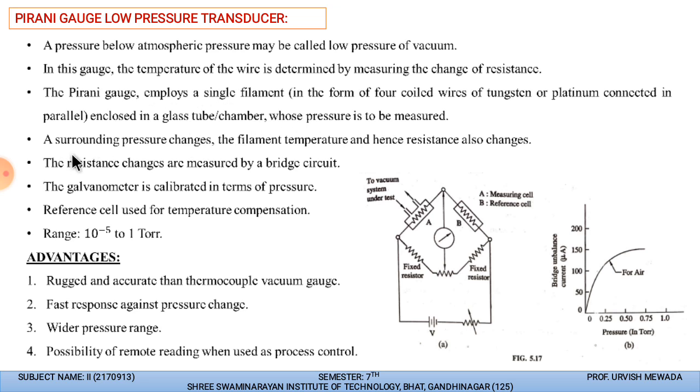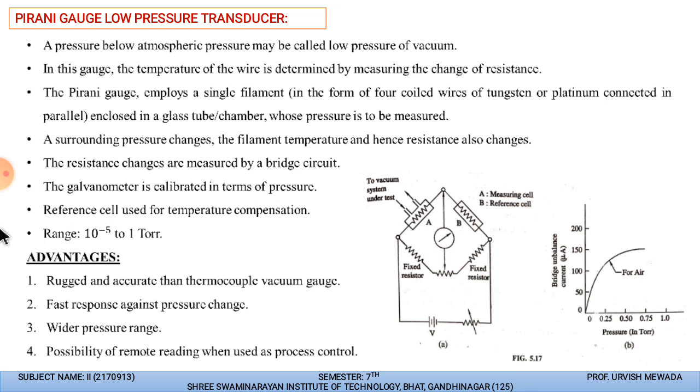A surrounding pressure change changes the filament temperature, and hence the resistance also changes. So whenever the pressure changes, the filament temperature will change, due to expansion and compression, and so the resistance also changes, and the resistance change is measured by the bridge circuit. In this bridge circuit we are just measuring the change in resistance due to the applied unknown pressure, and the galvanometer is calibrated in terms of pressure. So this is the galvanometer which we use, calibrated in terms of pressure.